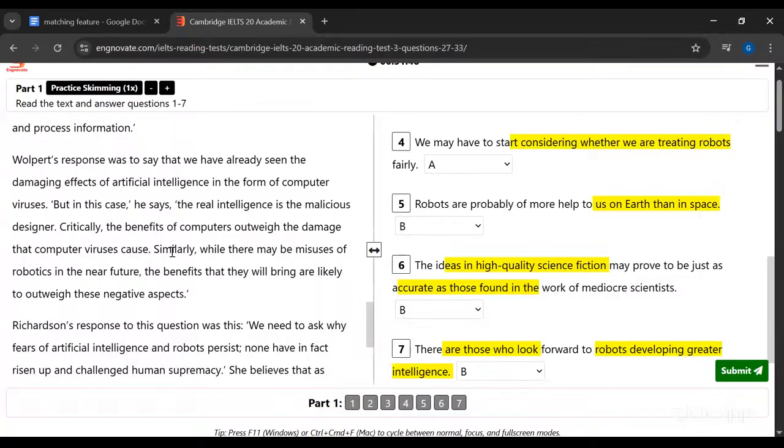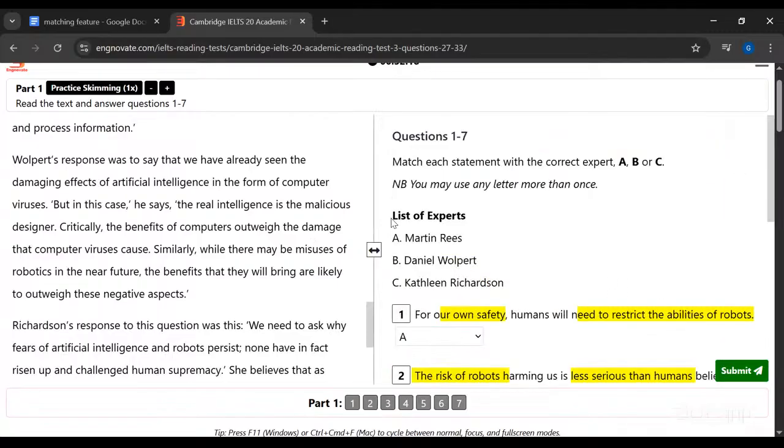The benefits of computers outweigh the damage that computer viruses cause in daily life. There may be misuses of robotics in the near future. The benefits that it will bring are likely to outweigh these negative aspects. I'm still finding the first one. I think here there is no clear mention of restriction. For our own safety, humans will need to restrict the abilities of robots.